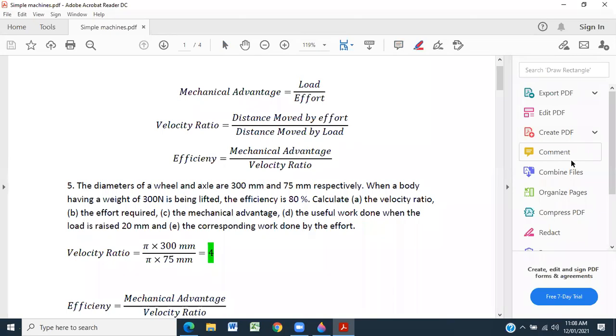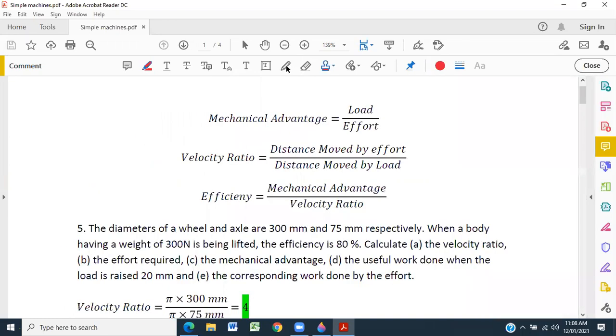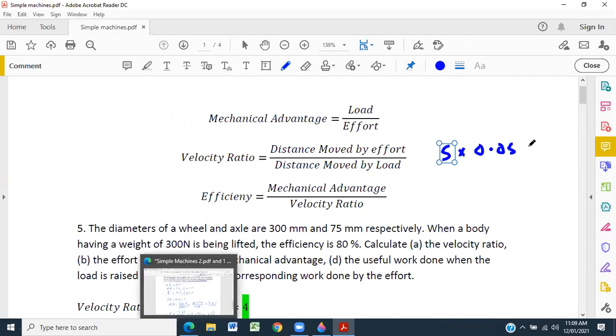So the first ratio is going to be 5, right? Distance moved by the load, 0.05. So we'll have to multiply 5 times 0.05. That's 0.25. Yep. And then multiply that by 240. So this here is equal to 0.25 times 240.